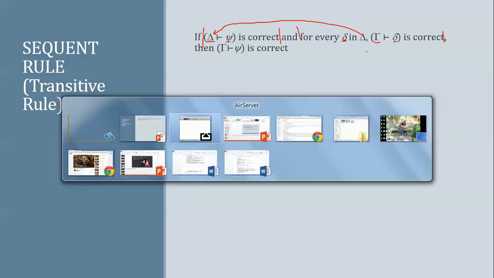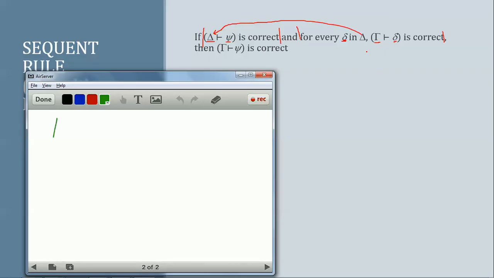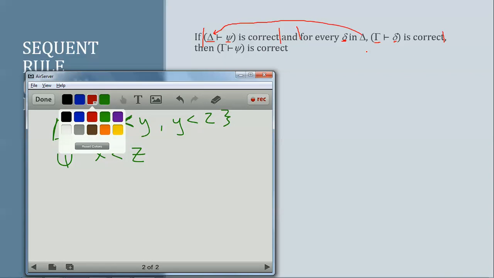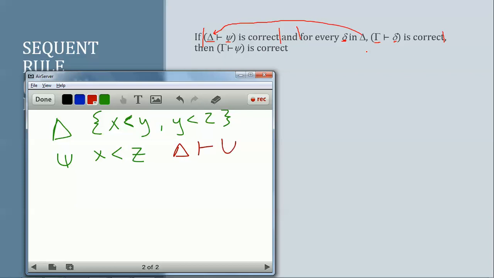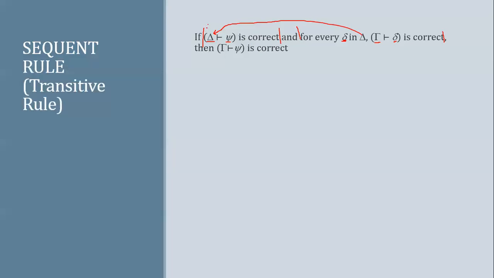So let's see if I can show you an example. Let's say delta is the set of statements: x is less than y, and y is less than z. All right, that's the set of statements delta. And then we'll say psi is the statement x is less than z. So now here you can see from these two statements, this sequent is correct: delta entails psi. All right, so the first part here is correct. We got delta entails psi is correct.